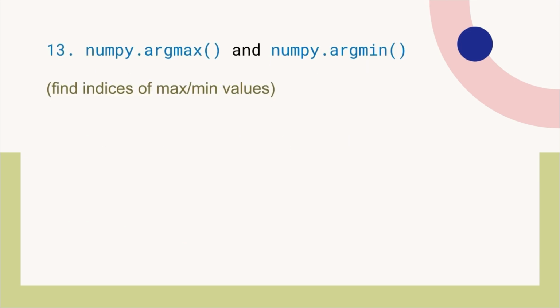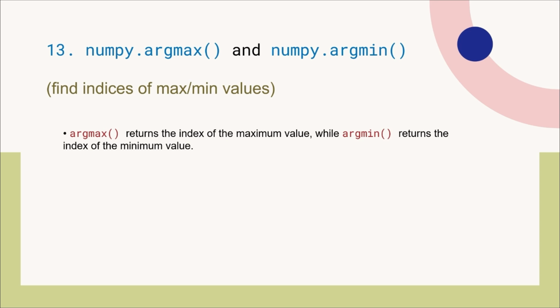Now coming to the 13th NumPy function, which is numpy.argmax and numpy.argmin. So just one thing to note, that wherever this arg comes in, it will actually find the indexes of the maximum value and the indexes of the minimum value. So argmax returns the index of the maximum value, while argmin returns the index of the minimum value.